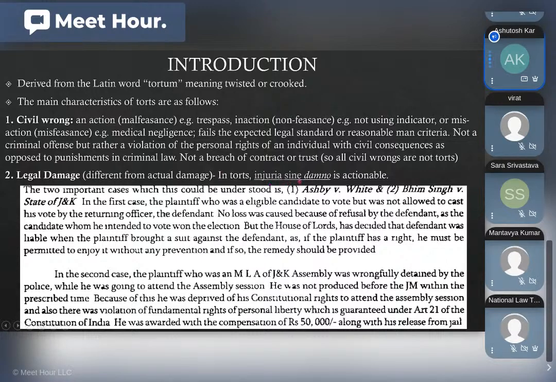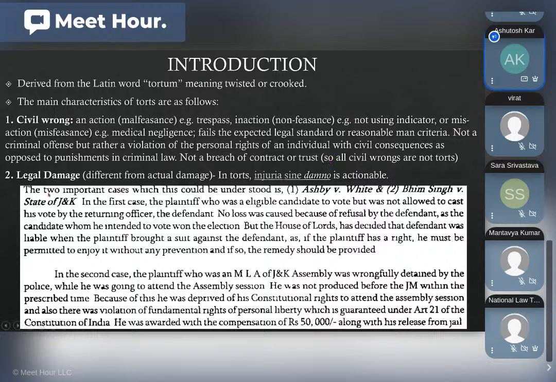Injuria sine damno is actionable. What does this mean? Injuria means injury, sine means without, and damno means damages. So if there has been an injury, which means a legal damage or a legal injury in this context, without any damages, it is still actionable. But a damage which has occurred without any corresponding legal injury will not be actionable. We'll talk about it in the next slide.